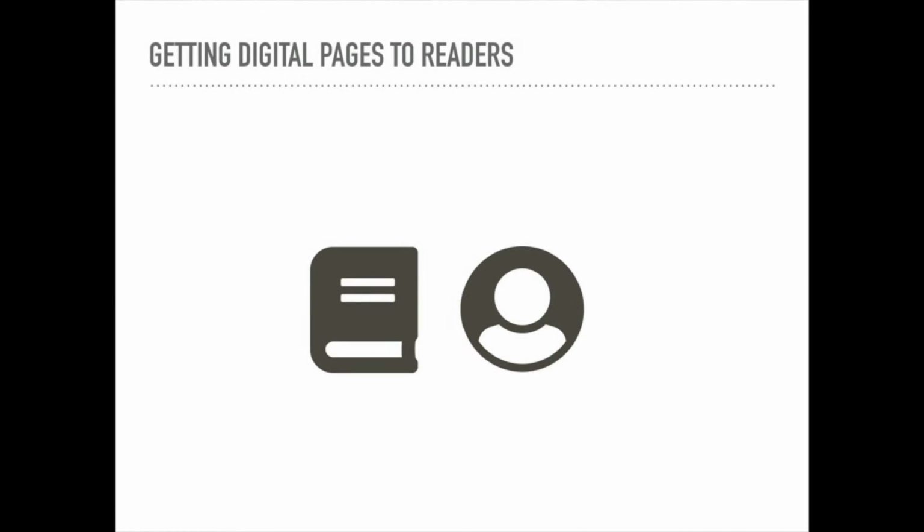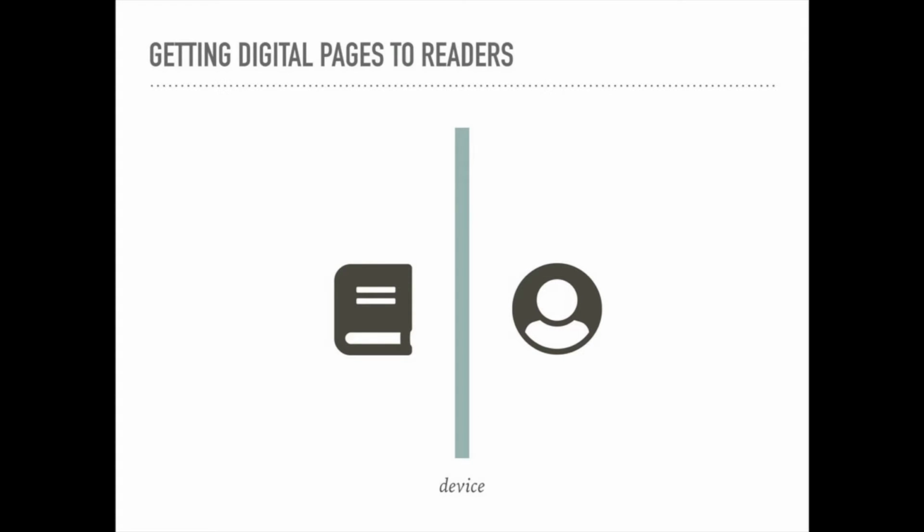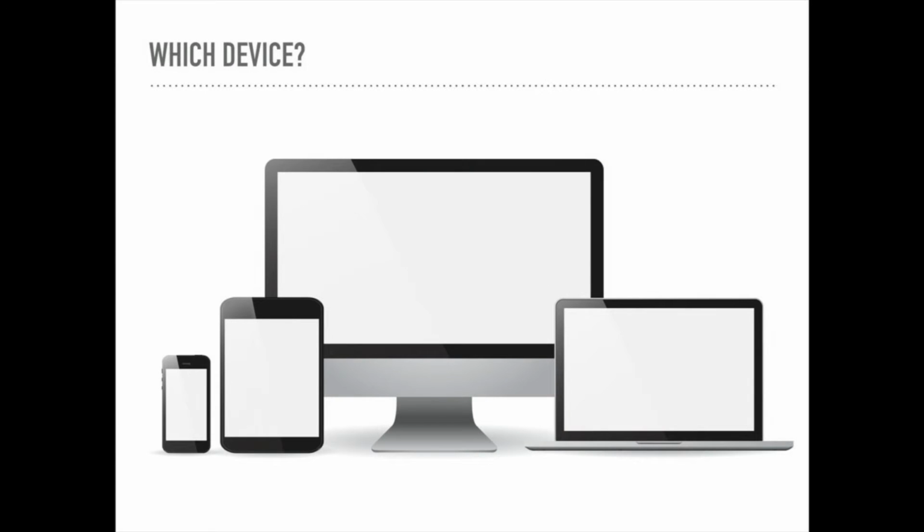So the problem is getting digital pages to readers. There are some barriers to do that. If we imagine the book is on the left and the reader is on the right, then straight away, typically to get an ebook to somebody, there has to be a device, some way of getting the book onto a screen. And if we have a particular device, then we need to think, what sort of device?